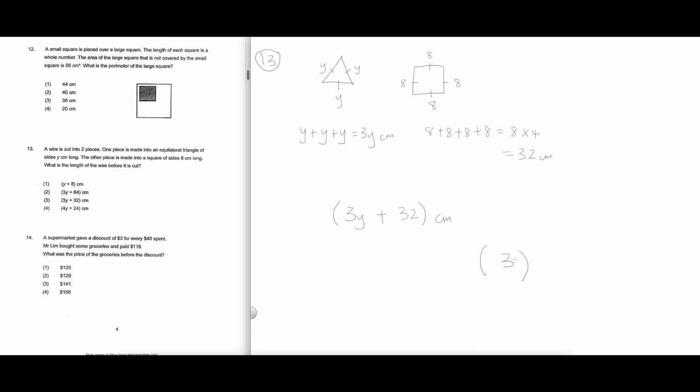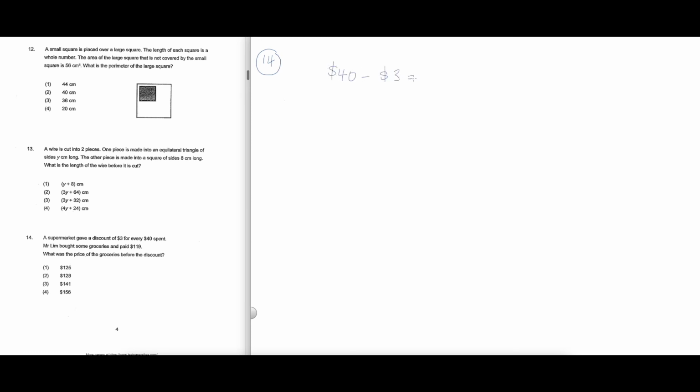If you don't understand, rewind. If you understand, move on together with me, alright? So, question 14. A supermarket gave a discount of $3 for every $40 spent. So, like I said, I like to do things sentence by sentence. So, if you like, follow me, alright? So, if I spend $40, right, how much do I actually pay? I have a discount of $3. So, what I'm actually paying is just $37, thanks to the discount.